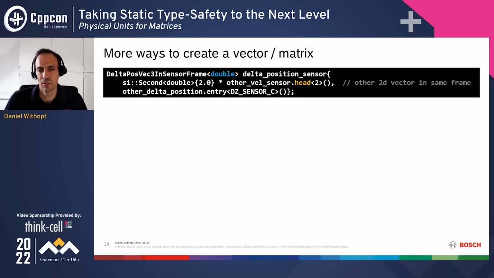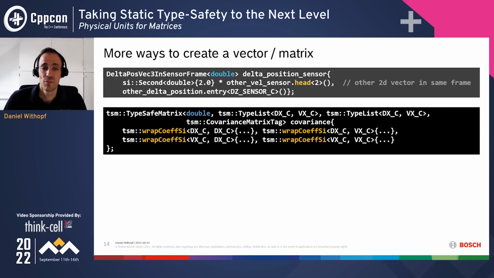And this two-dimensional displacement vector can now be used to initialize the first two elements in our three-dimensional vector. Now what's missing, as I mentioned, is the last entry in that vector. We only initialized the first two. So we also have to list the third element in the vector. And this is done here by calling the entry method again and accessing the DZ sensor index from another vector.